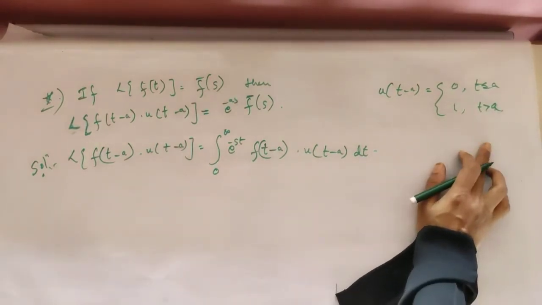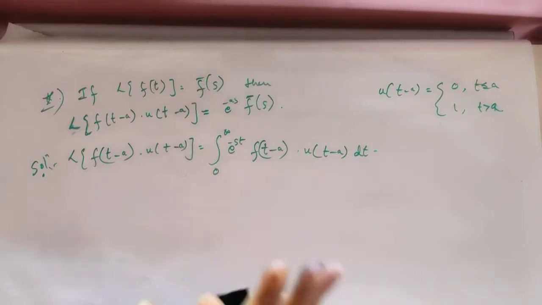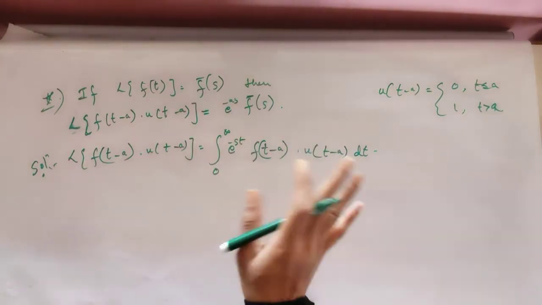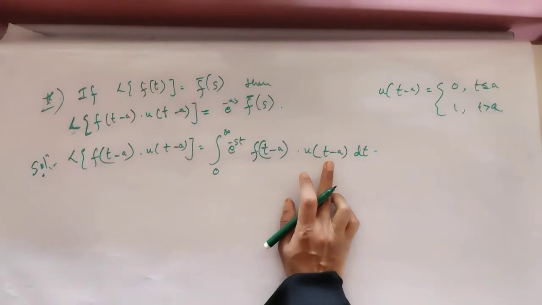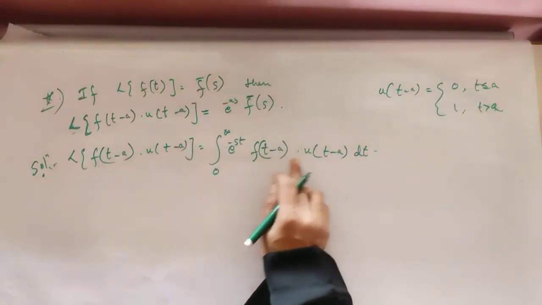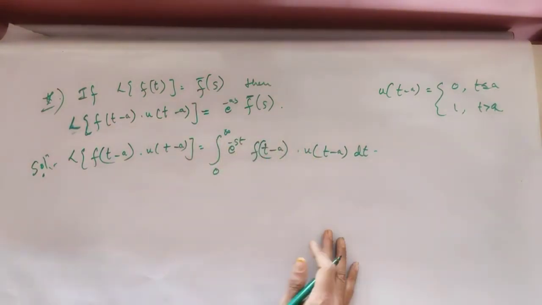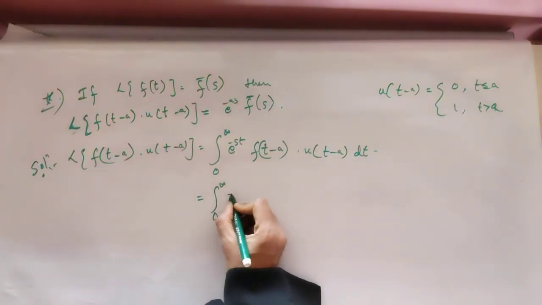Because I don't know anything about f(t), f(t) is any general function whose Laplace transform is known to us. It is f bar(s) for us. How it will behave in t minus a, we don't know, but we know its Laplace transform. Keep it aside. According to u(t minus a), let us split this integral. However, this is in product form. When u is 0, definitely this integral will also be 0, no matter what f(t) is there.